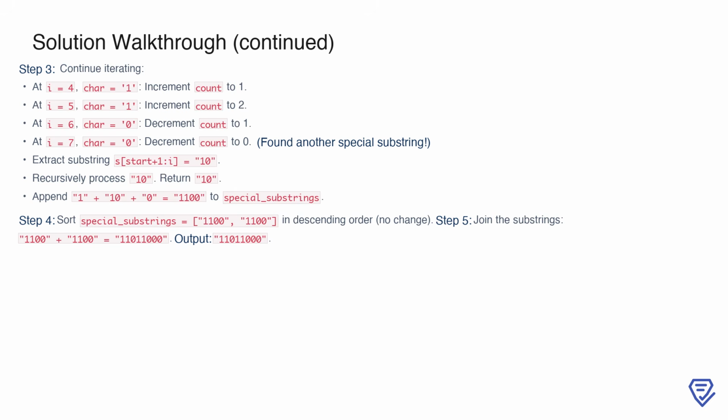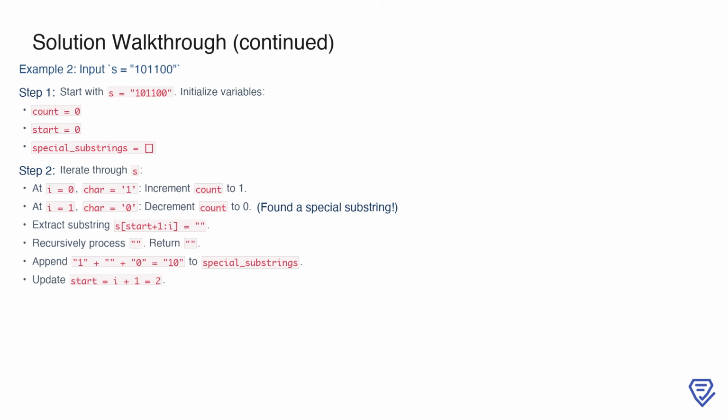Next, we sort special_substrings in descending order, but since the substrings are identical, the list remains unchanged. Finally, we concatenate the sorted substrings to form the output, which is 1100 plus 1100 equals 11001100. Thus, the output for this example is 11001100. In the second example, we take the input s equals 101100.